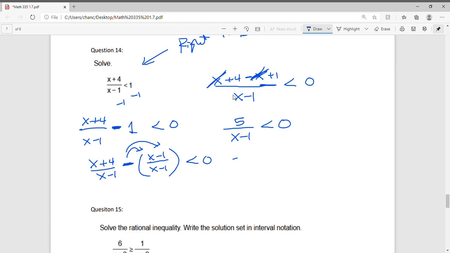And now, if you look at our zeros, there's really none because the top can never be equal to 0. So there's no 0 in this case. So there's none.